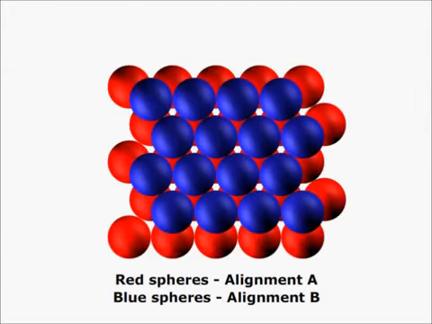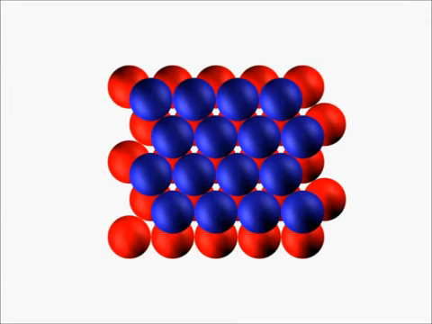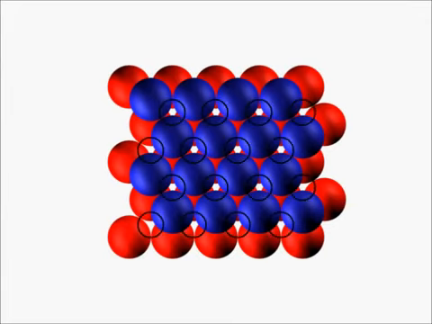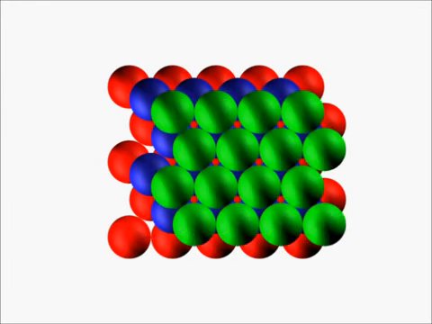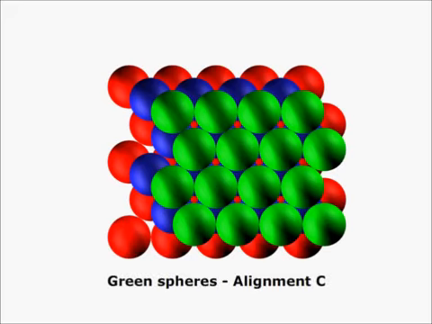Another way of placing the third layer is to cover the octahedral voids of the second layer by placing the spheres of the third layer above the octahedral voids made by the first two layers. The alignment of the third layer is different from the first two layers, and so the spheres have a different color, that is green. Let this alignment be called C.